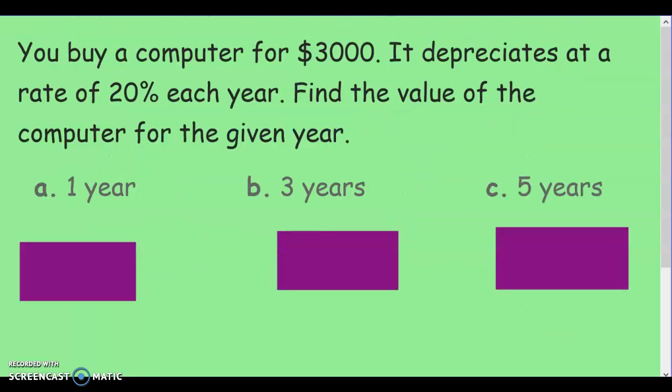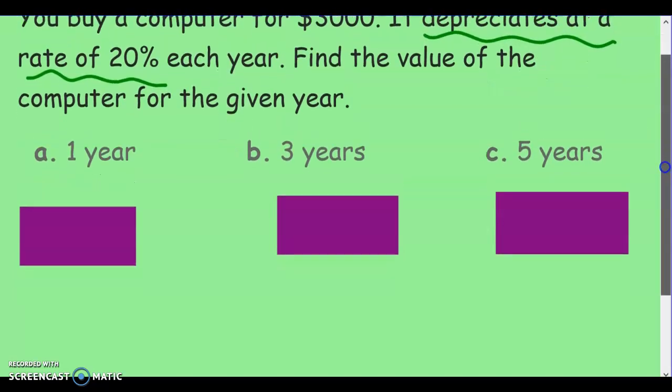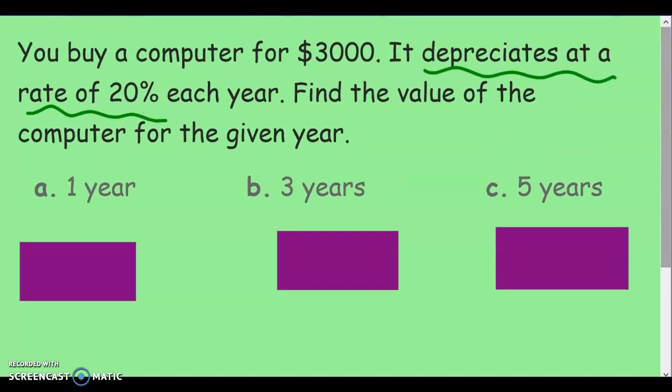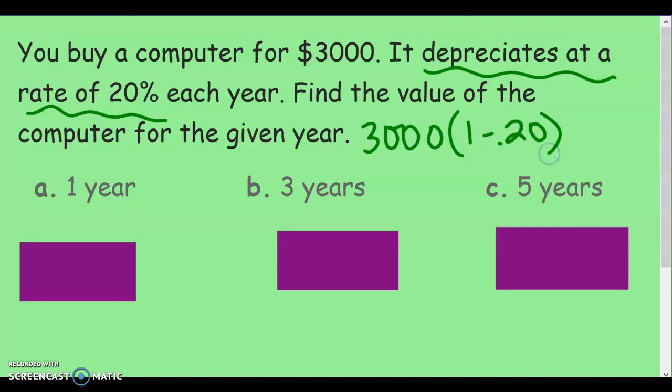All right, so moving on to buy a computer for $3,000, you know that it's going to depreciate because that's what happens with technology. But this is at a 20% rate each year. So I'm going to write out my formula. I'm going to do 3,000 times 1 minus 0.20. And that would be to the t. And I'm going to just put that since I've got 3 different equations here.